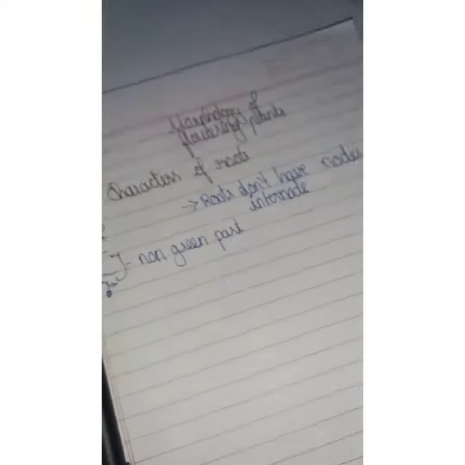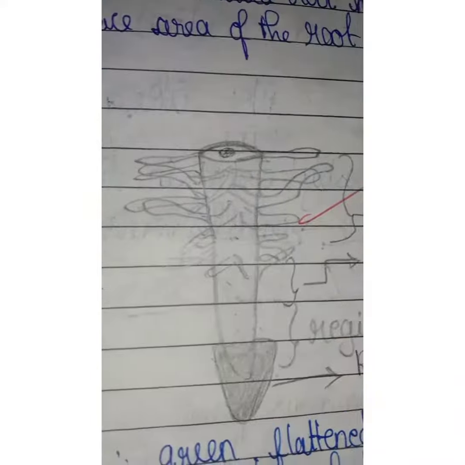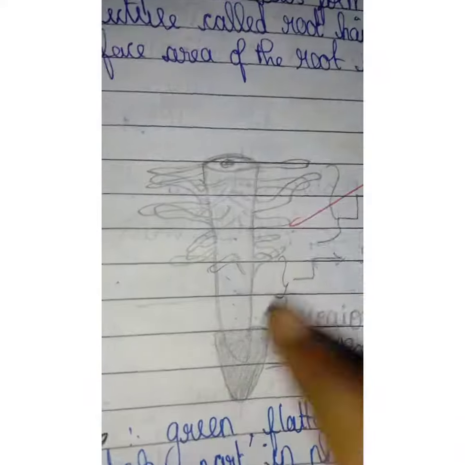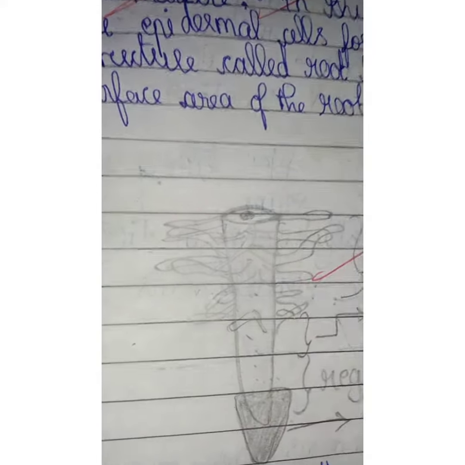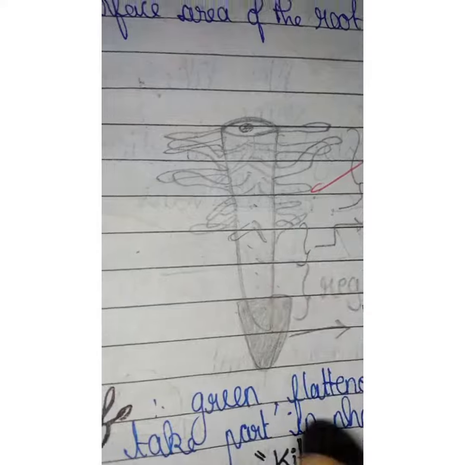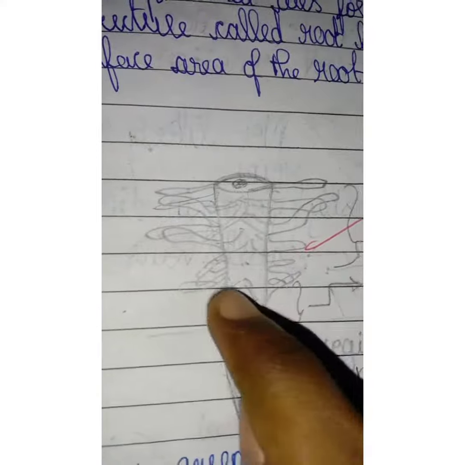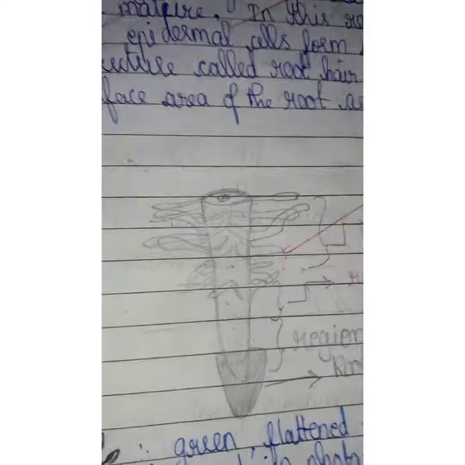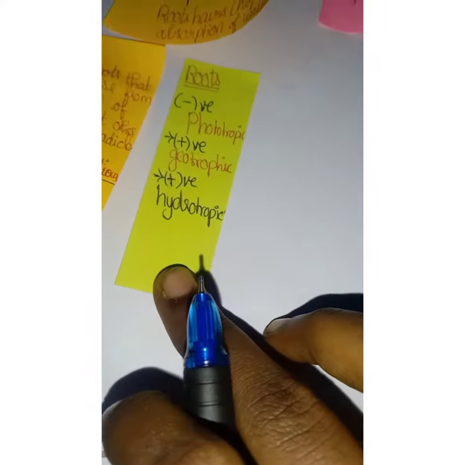Let me show you a picture that resembles a root. This is the actual structure and view of a root. These finger-like projections are called root hairs. They only help in the absorption of water. Here is a cap-like structure fixed to the root, known as the root cap. These are the regions of cell division, this is the region of elongation, and this is the region of maturation. Now back to the characters of roots. The roots are negatively phototropic, positively geotropic, and positively hydrotropic.